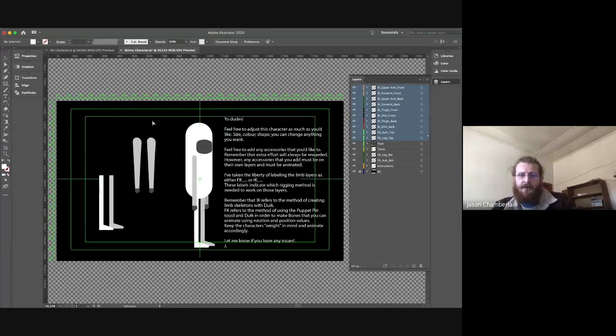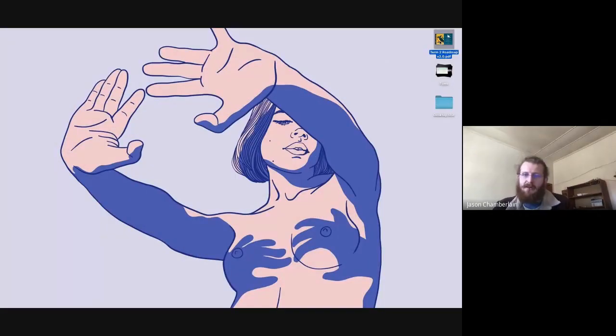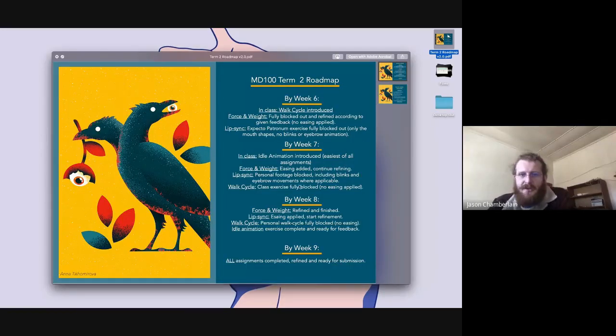Then let's take a look at our roadmap so that we're all on the same page. We are currently in week 7. I have now introduced the idle animation to you. Our force and weight is looking really good. I'm really happy with what is being submitted so far. But what we need to start doing now for those animations is to think about the timing involved. Just as we've just done, shifting our keyframes closer together, further apart, overlapping things slightly, that's really where the refinement comes in.